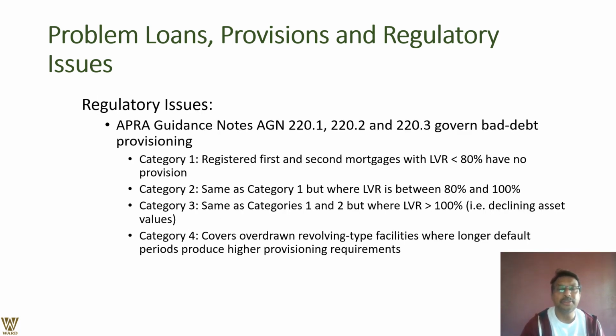So regulatory issuance, the APRA guidances which govern the bad debts. There might be certain sections that we are speaking around, but just to give you an idea, Category One is registered first and second mortgages with LVR less than 80%, which have no provisions altogether. This is what you need to understand. Category 2 is everything the same as Category 1, but where the LVR is 80 to 100%.